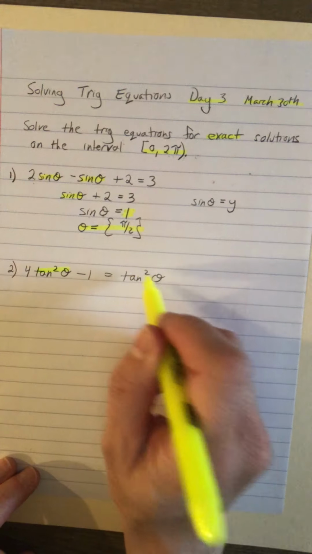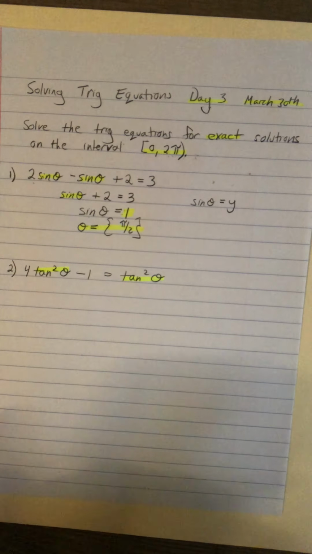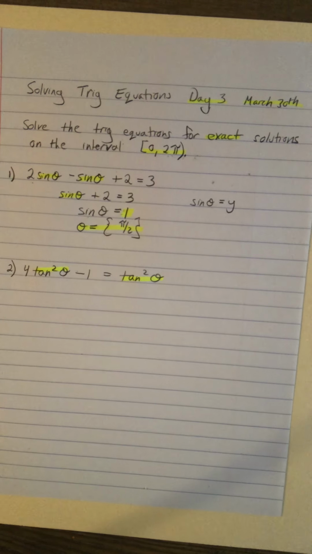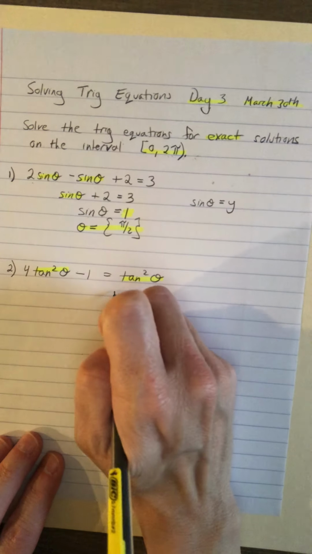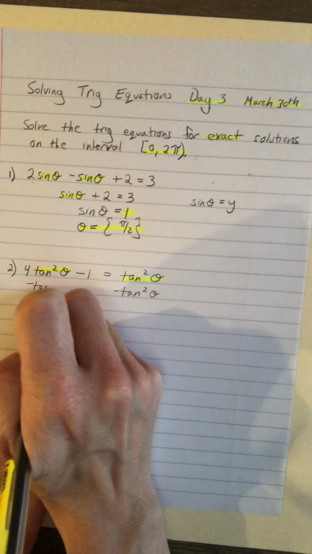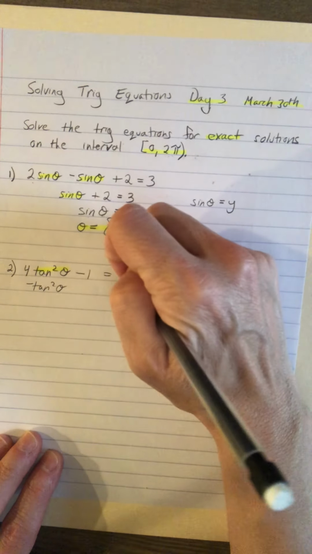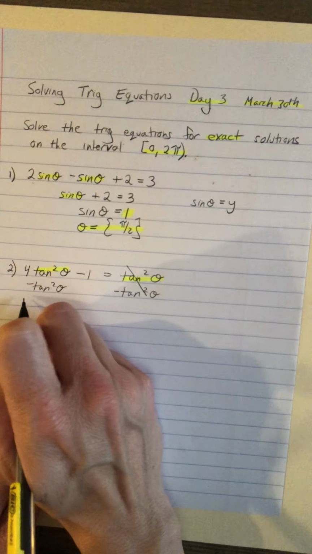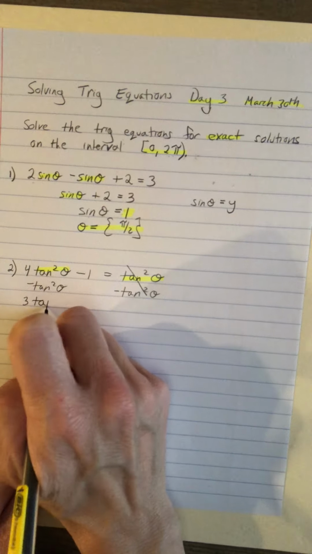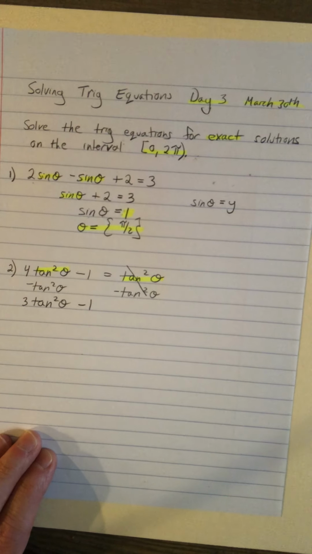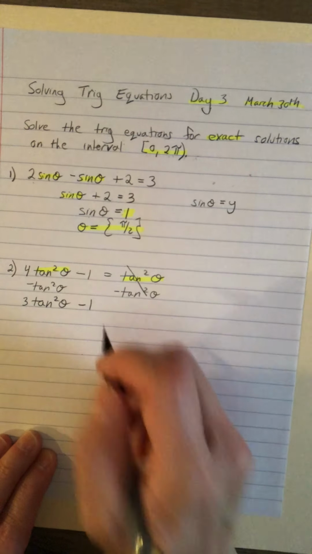So again, we have like terms. This is a 4 tan squared, that's a 1 tan squared, but they're on opposite sides of our equal sign. So what we would have to do is subtract that tangent squared theta from both sides. Here it would cancel. 4 tangent squared minus tangent squared would be 3 tangent squared theta. They are like terms because they're both tangent squared, so I can combine them together.